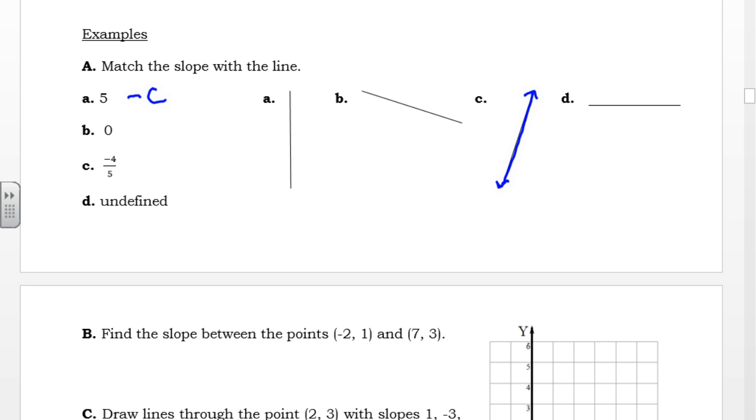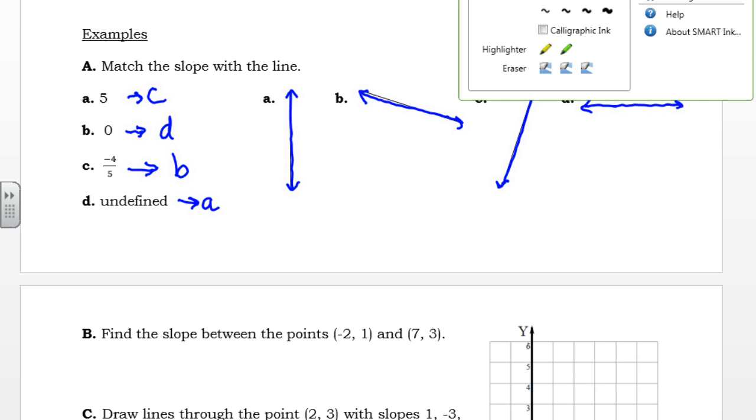B matches with a 0 slope, and a 0 slope we said was a horizontal line, so letter D. C matches with a negative slope. The only negative slope we have is letter B. And the undefined slope would be the vertical line. Vertical lines are undefined, so that matches with A. More examples on the next page.